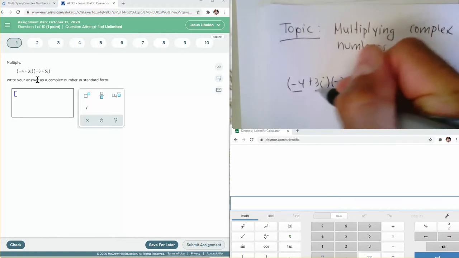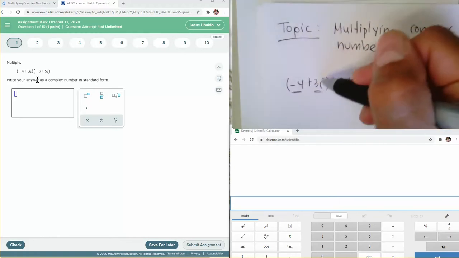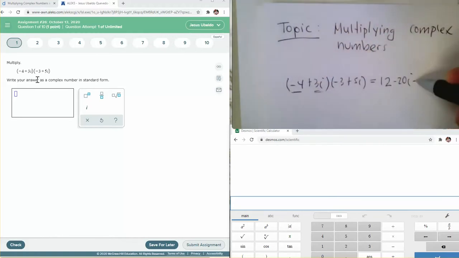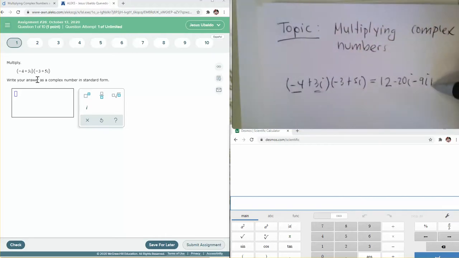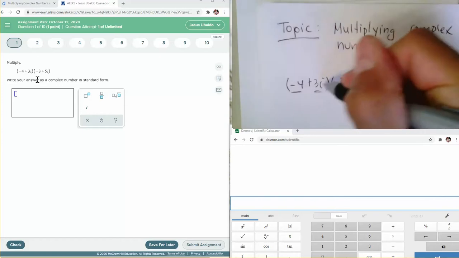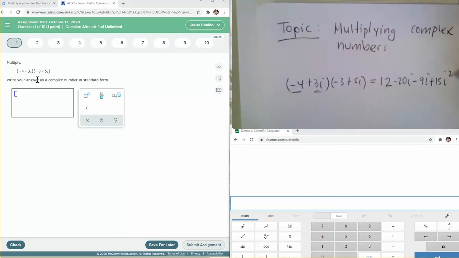Now we're going to multiply the 3i here. 3i multiplies these 3, so 3 times 3 is a negative 9i. 3 times 5, 15, i times i squared.